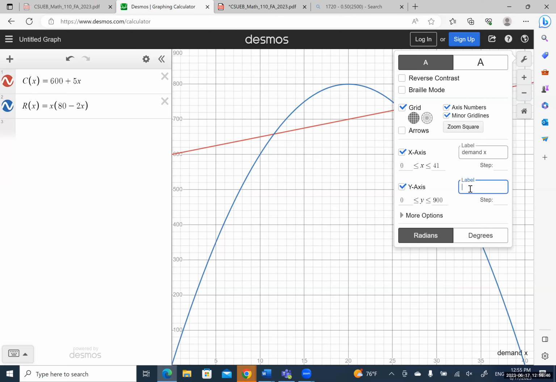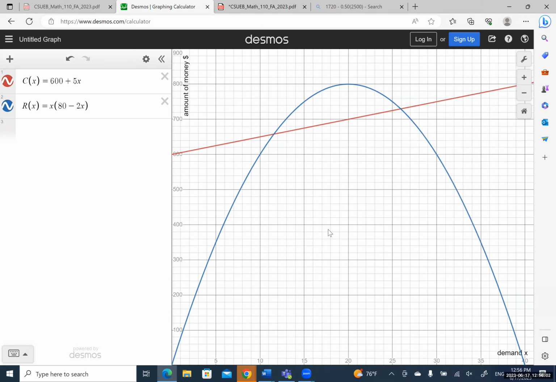The y presents both revenues and costs, so I would say the amount of money in dollars. All right, so that's the graph you need to show the boss. And the break-even points right now, clearly, are 11.56 something, and another one is 25.9 something.